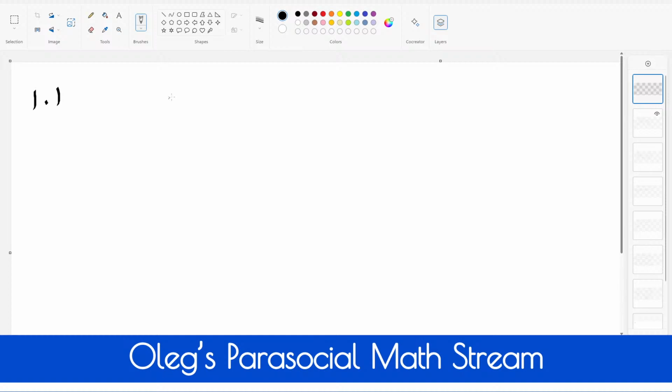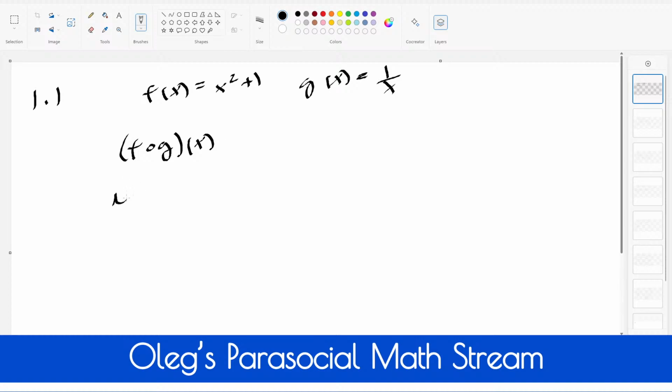We have, now again, our f function, x squared plus 1, our g function, 1 over x, and then we have the composite of f and g of x, and we want to know the domain and we want to know the range.